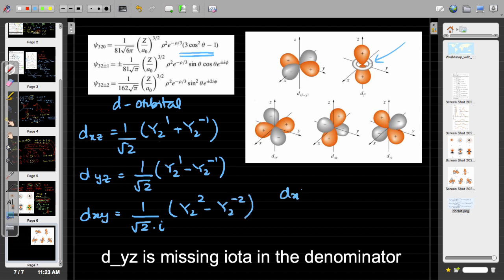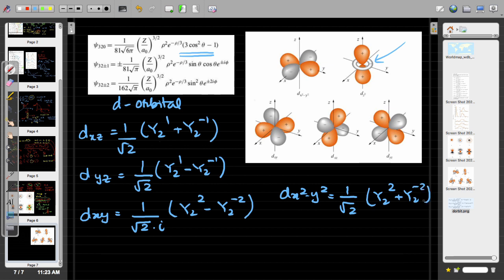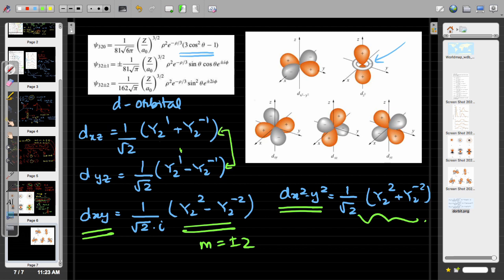And a dx square minus y square orbital is going to be a linear combination of Y2,2 plus Y2,-2. So this nicely indicates how the second order m equal to plus minus 2 terms are combined with each other to get dx square minus y square and dxy, while the first order m equal to plus minus 1 terms are combined to get the dyz and dxz terms in the d orbital. Okay, good. So now, having understood this, let's also take a quick look at how these orbitals look.